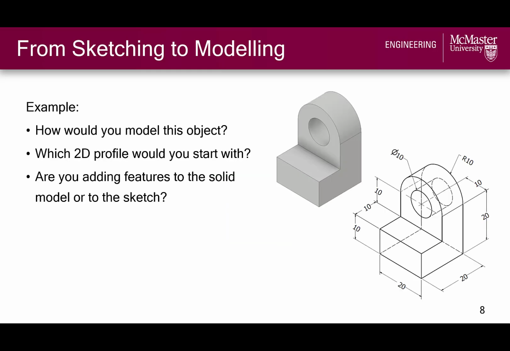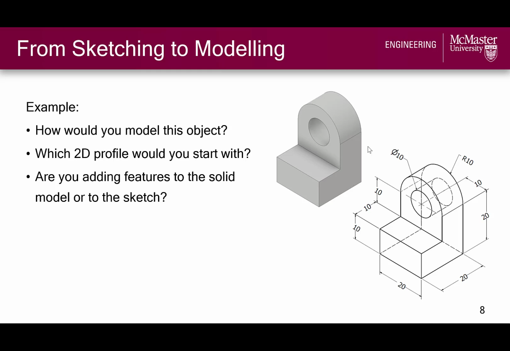Here's a slightly more complicated part with an L-shaped profile, a rounded semicircular top, and a hole feature. And just like with a cylinder, there are certainly multiple ways for us to model this part. One option might be to start off by extruding the L-shaped profile, just like we saw before, then taking away material to generate the round feature and the hole.